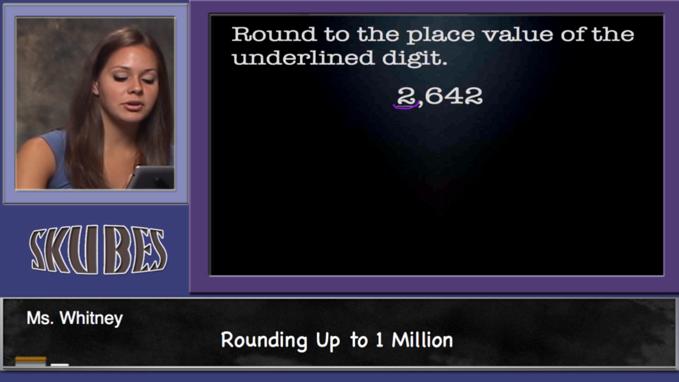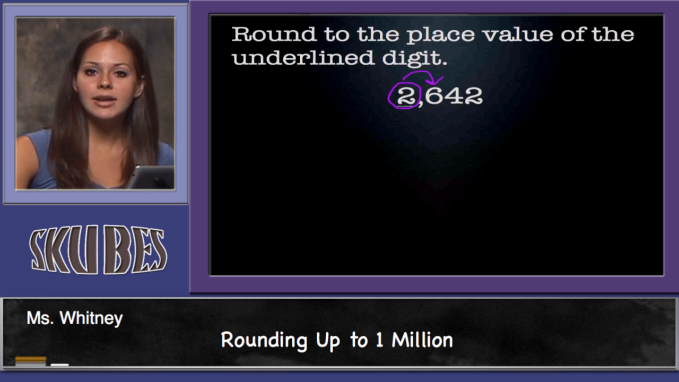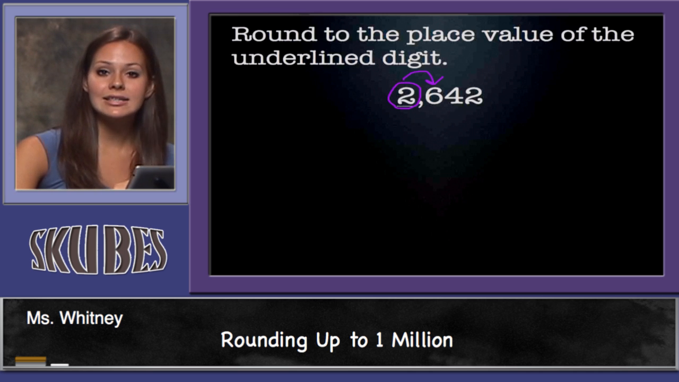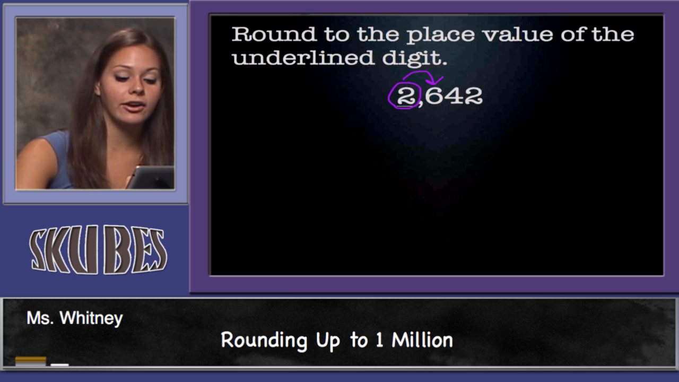Let's circle the number 2 and look next door. We have the number 6. If the number next door is 5 or greater, our 2 goes up to 3. If it is less than 5, our 2 stays the same. Since 6 is 5 or greater, our 2 becomes a 3.